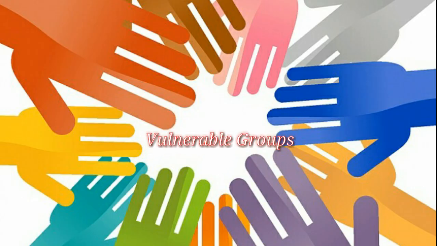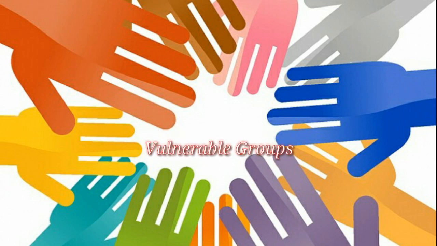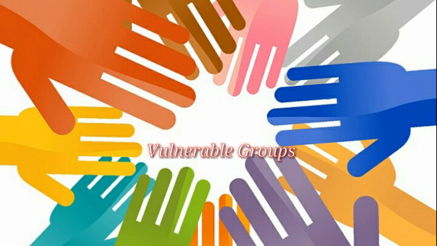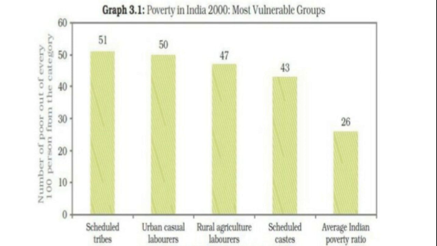Vulnerable groups. As we know, poverty is widespread among various sectors of our economy and sections of society. There are a few economic and social groups as well. Firstly, we will discuss the social groups. As you can see in the graph, scheduled tribes and scheduled castes are the most vulnerable groups to poverty. Like 43% of the scheduled tribes live below the poverty line, and in the same way 29% of the scheduled castes live under the poverty line.